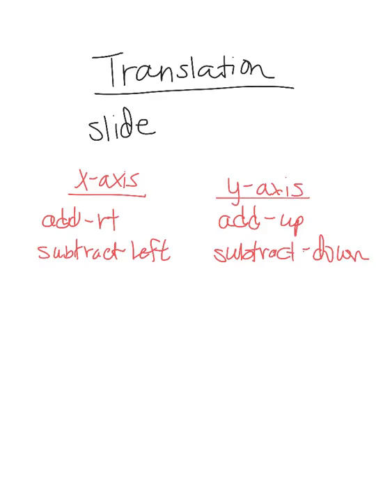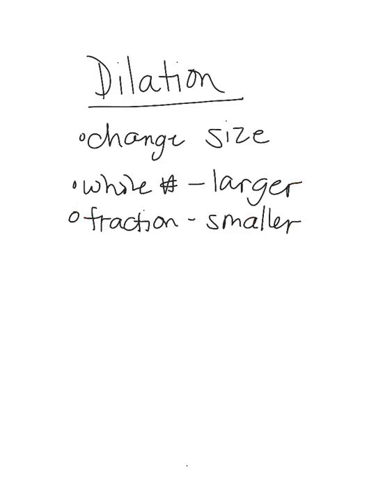Translation means to slide. General rule of thumb is you're going to either translate your x-axis or y-axis, or you end up doing both sometimes. Just remember, if you're adding, you're going to the right, and if you're subtracting, you're going to the left with your x-axis. And then with the y-axis, if you're adding, you're going up your y, and if you subtract, you're going down the y-axis. Those are just general rules of thumb to help you remember for translation.